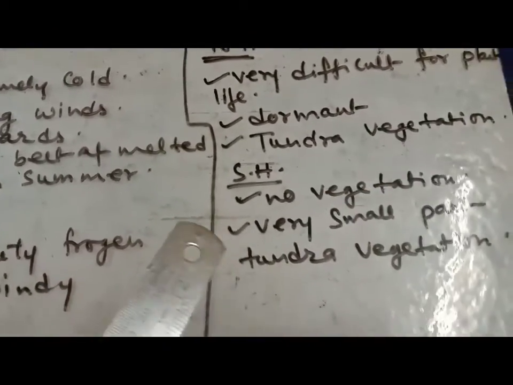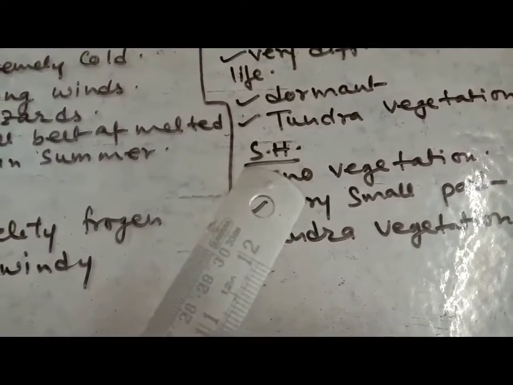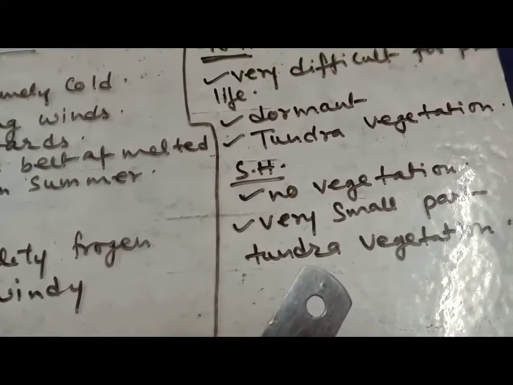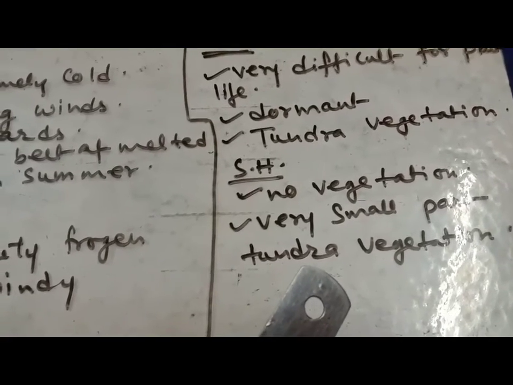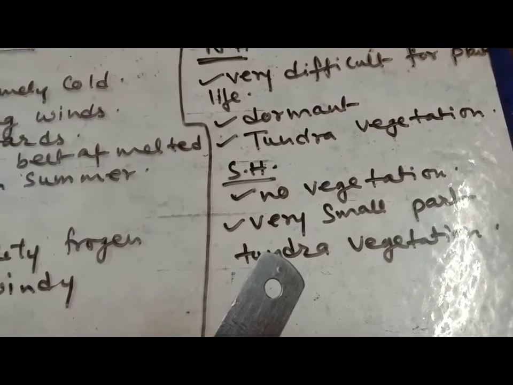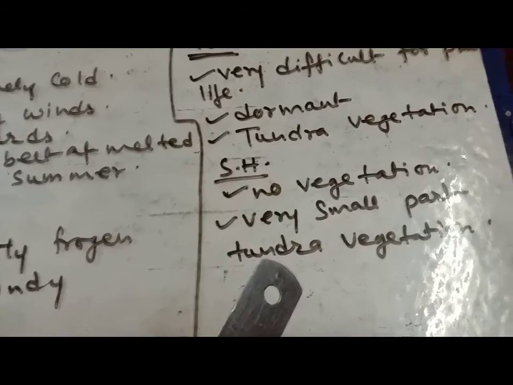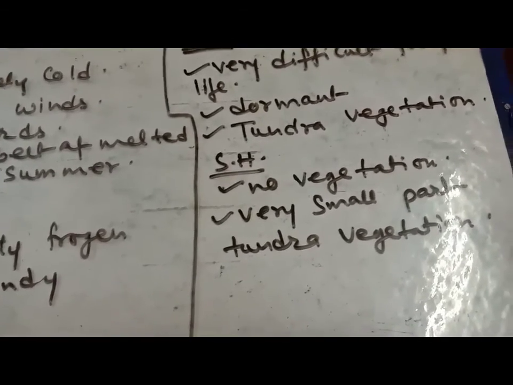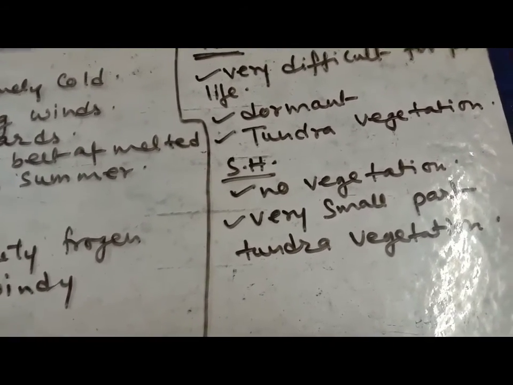So this is tundra vegetation, especially in the summer season. Now come to the southern hemisphere. As you know, the southern hemisphere is completely frozen throughout the year, so there is no natural vegetation. Only very, very small parts that are sheltered from the wind have tundra vegetation. It's a very, very small part, and most of the places do not have any vegetation because it's completely frozen.